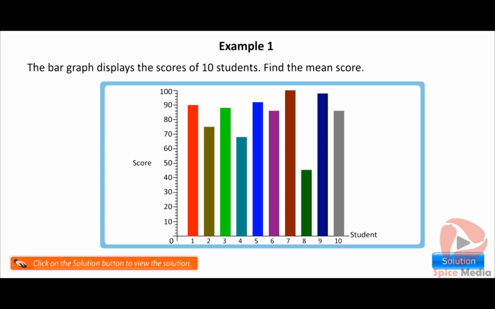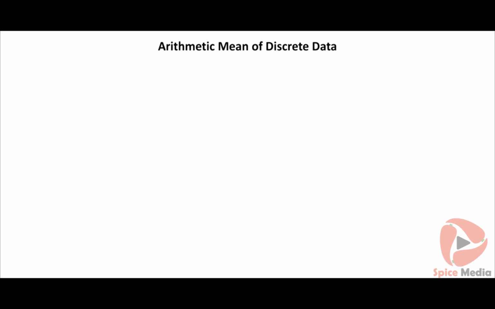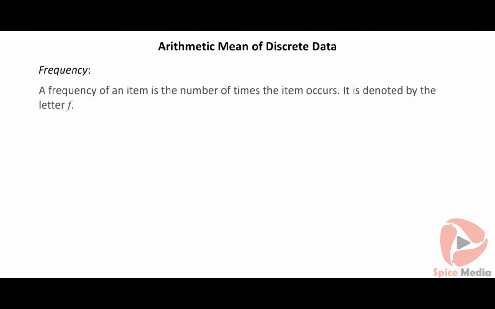Here is an example. The bar graph displays the scores of 10 students. Find the mean score. Click on the Solution button to view the solution.